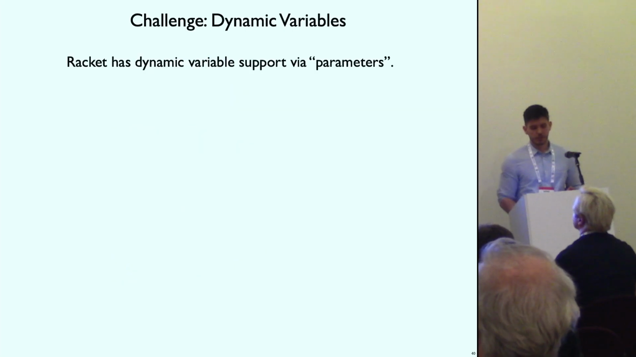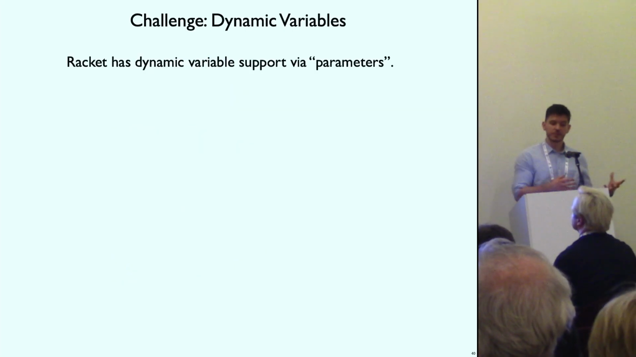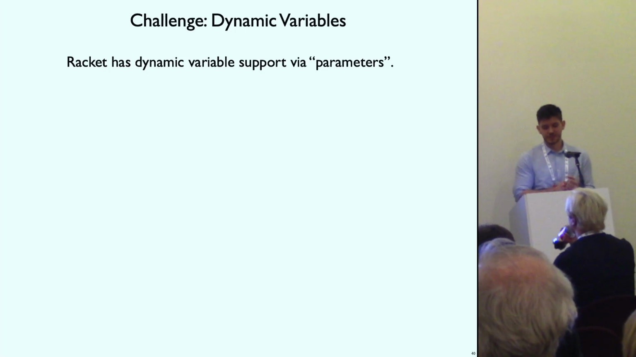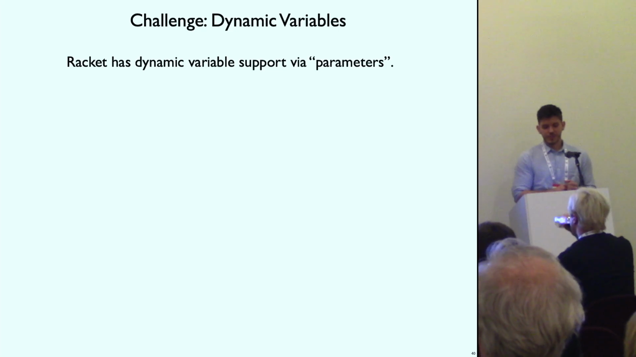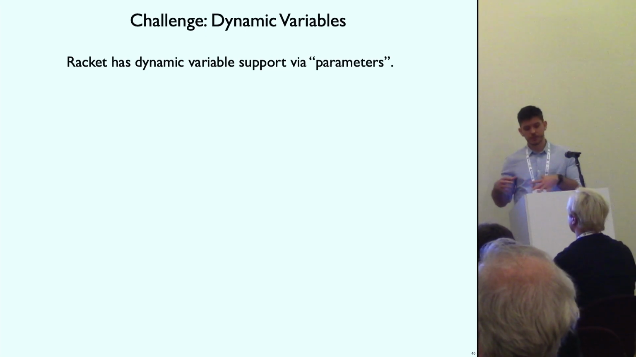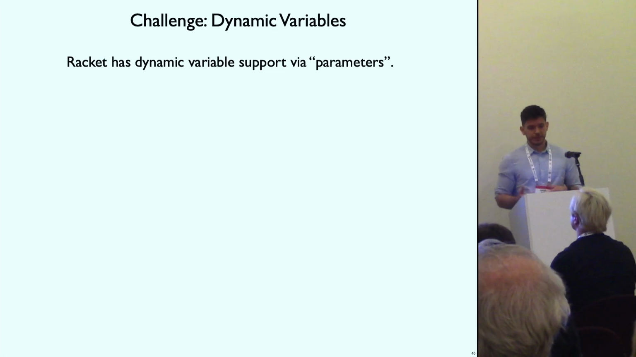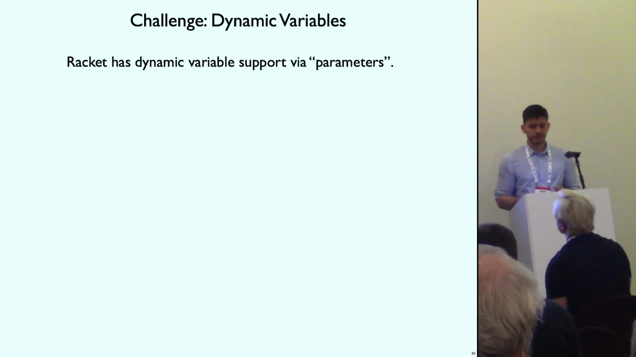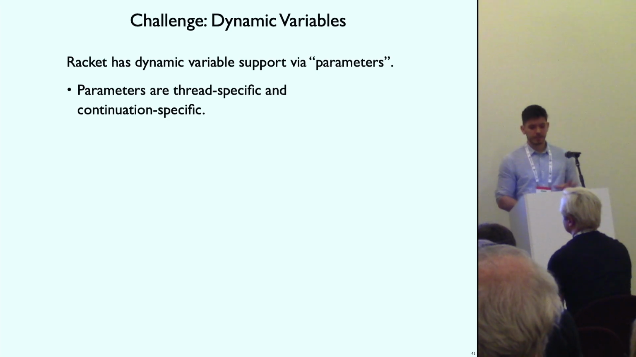And so next I'm going to talk a little bit about some of the challenges we encountered in using continuations to build our system. And one of them was using dynamic variables with continuations. So dynamically scoped variables, I should say. So Racket has support for dynamic variables via its parameters functionality. And parameters are thread-specific and continuation-specific values.